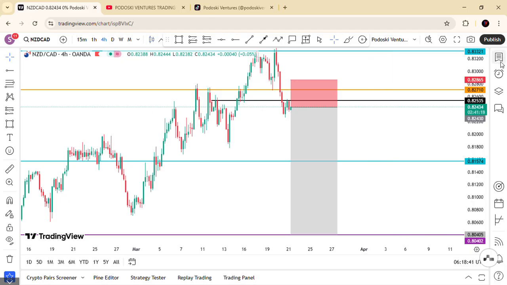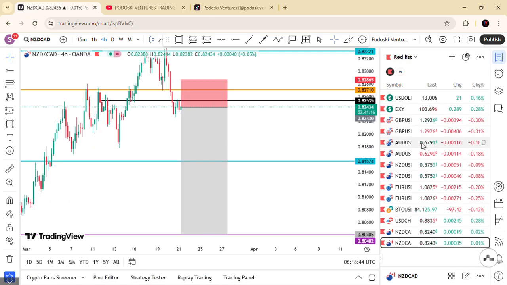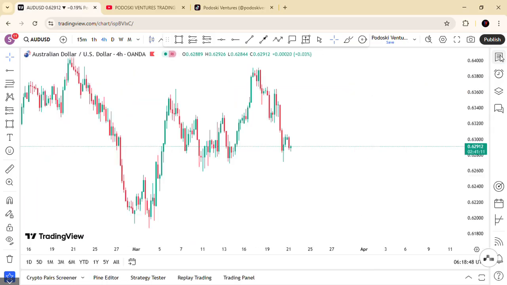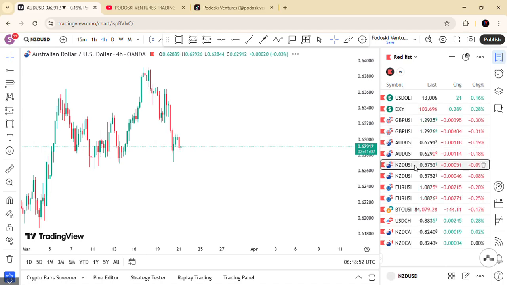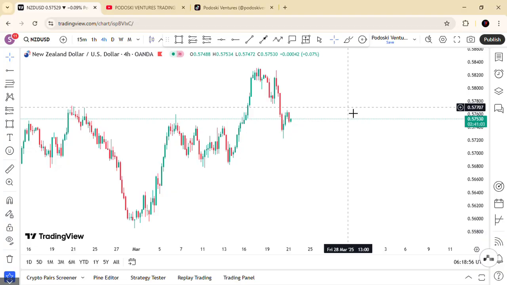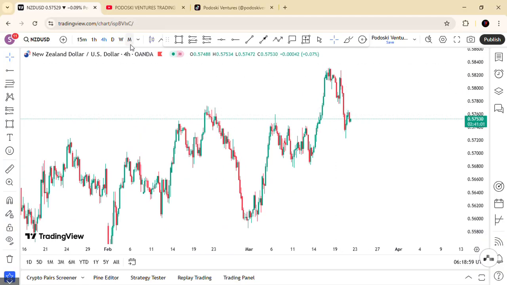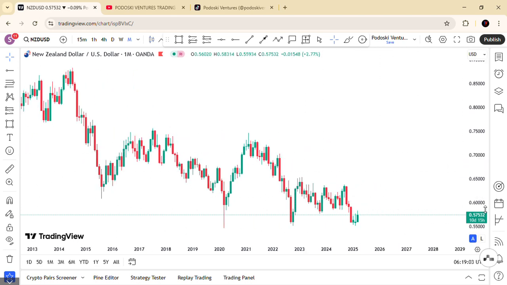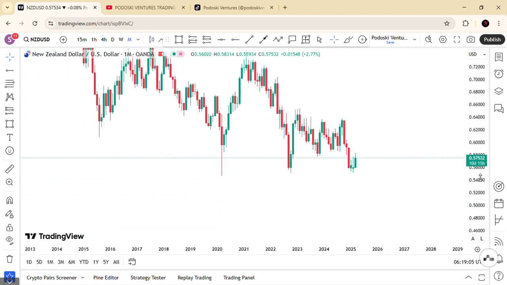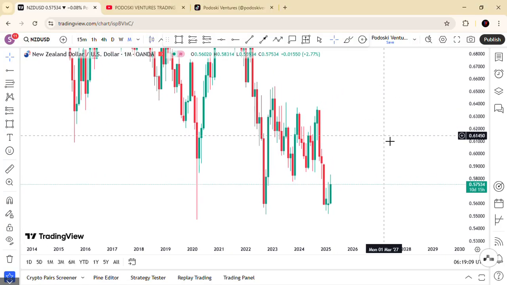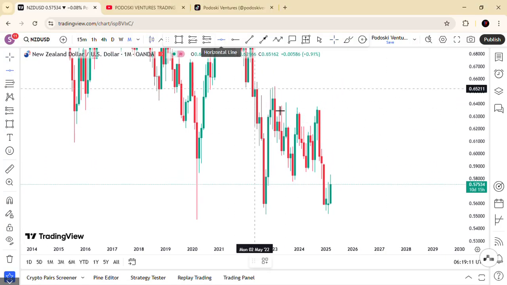So let's move on to the second setup, which will be NZDUSD. Let's do NZDUSD first. Okay, so let's start from the month. Let's do the top-down analysis, which we must always do. It's always recommended that you do a top-down analysis anytime you want to enter a trade.